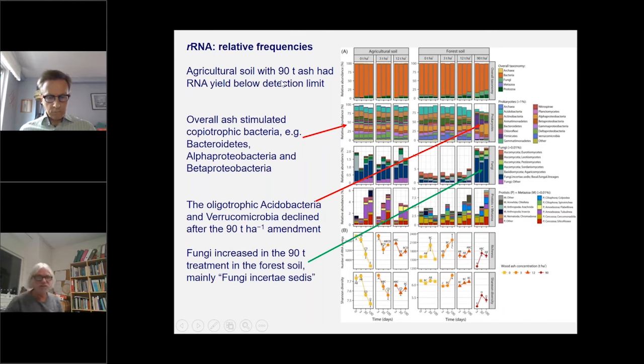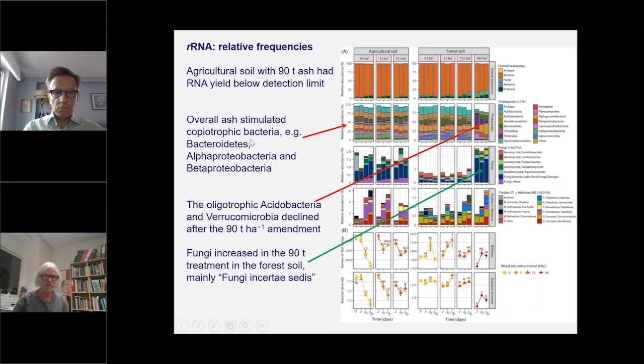Then we look here at the results directly measured by the ribosomal RNA, where we have no primer biases, and what we see here are relative frequencies of the different types of microorganisms. You may notice that in the upper panel here, we have all groups of organisms. And this is 0, 3, 12, and 90 tons ash per hectare. You can see that there's no 90 tons ash per hectare in the agricultural soil, because something happened which prevented us from looking at the RNA. As you saw on the previous graphs, it's not because all the organisms were eliminated by the high pH, but we were not able to retrieve any RNA.